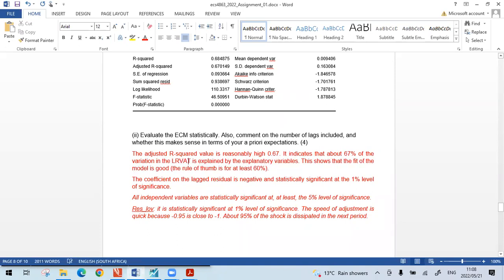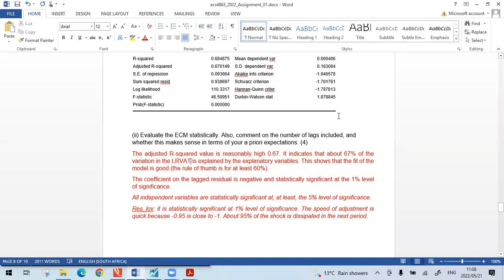You know it, just write it. In the LR, the variation is explained by the explanatory variables, or by all the 4 explanatory variables, something like that, so that you become different. So it's important to look at your adjusted R squared.